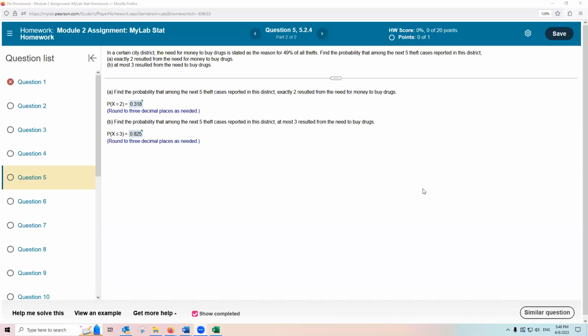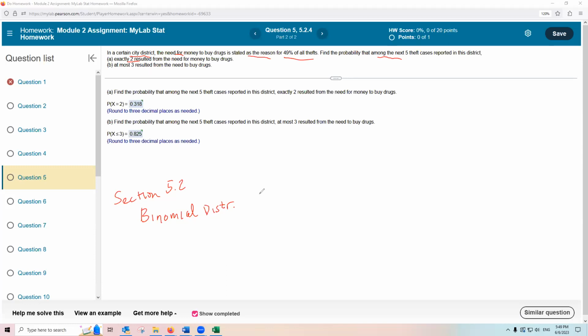All right, folks, let me come here to question 5. Now, this is an example from chapter 5. This is actually from section 5.2. And this is an example of what's called a binomial distribution. So let's read this over and try to see why this is a binomial distribution. It says in a certain city district, the need for money to buy drugs is stated as the reason for 49% of all thefts. Find the probability that in the next 5 thefts, exactly 2 resulted from the need for money to buy drugs.